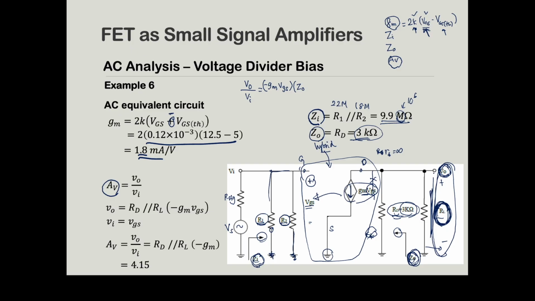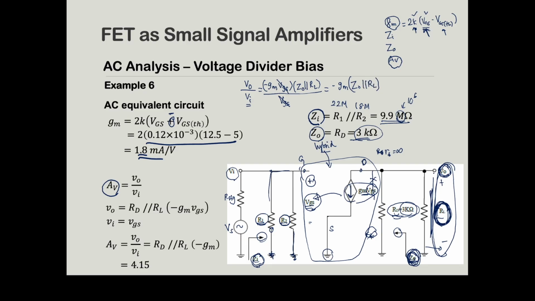Next, you need to consider how your output impedance and RL resistor are connected. It is parallel connected, so your output impedance is parallel to your RL. Then we need to divide by your input voltage, which is equal to VGS. So we can cancel out the VGS, leaving behind only negative gm times Z out parallel with RL.